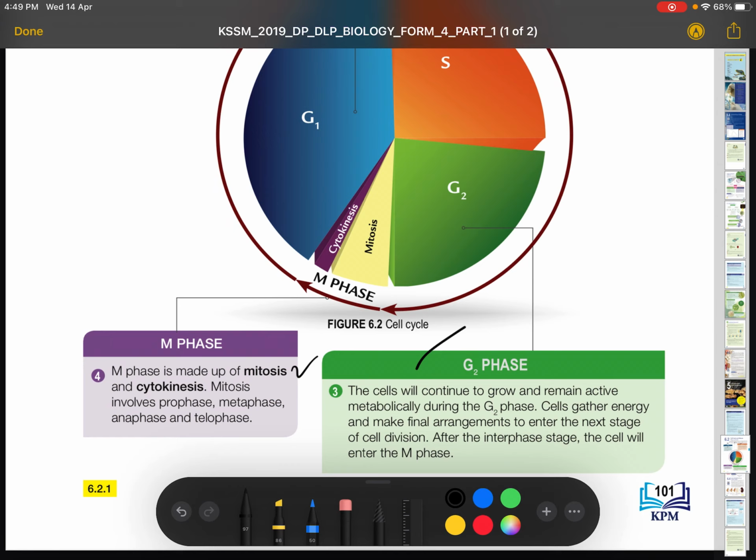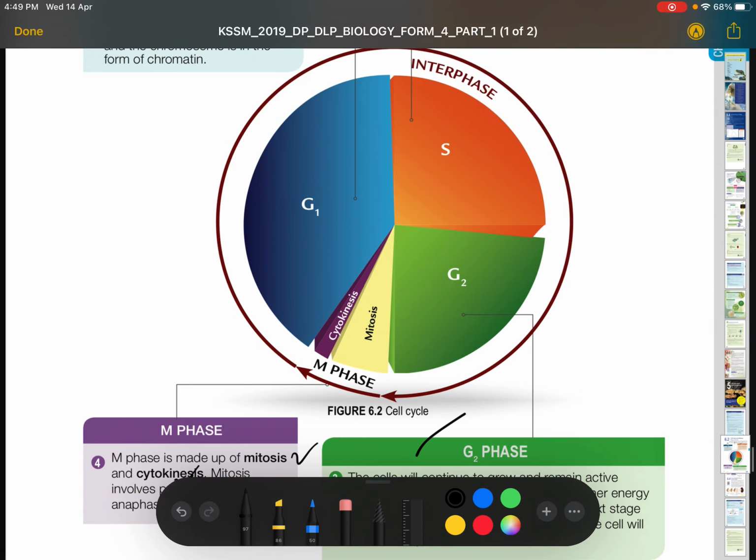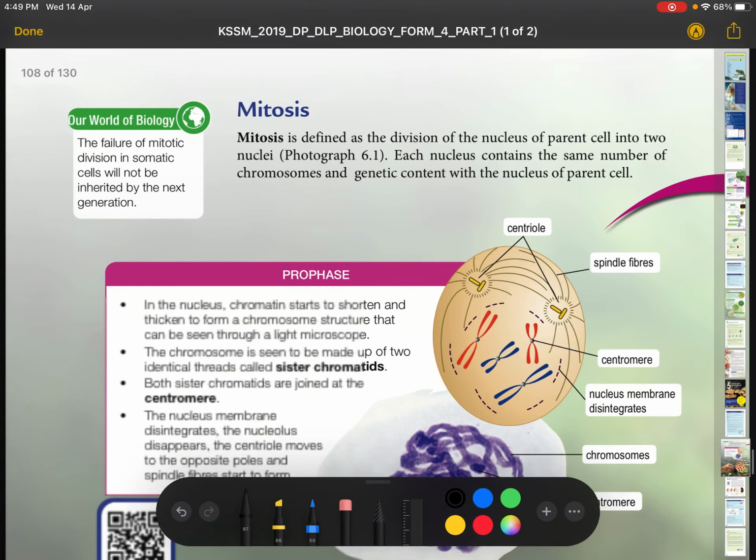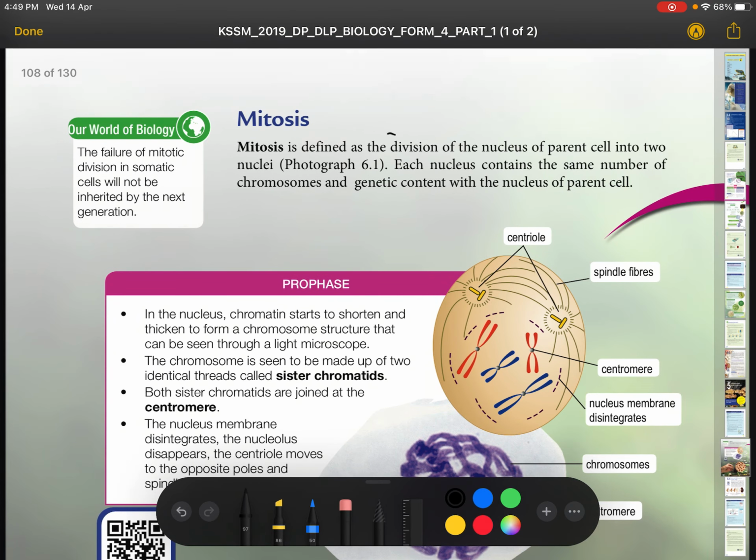G2 phase is where your cell continues growing and gets ready to enter the M phase. The M phase is divided into two: mitosis and cytokinesis. Take note that most of your cell's life is spent in interphase. Mitosis and cytokinesis are just a very tiny part of the whole cell cycle. Mitosis is the division of the nucleus into two nuclei. Before mitosis, it's 2N. After mitosis, it's still 2N.